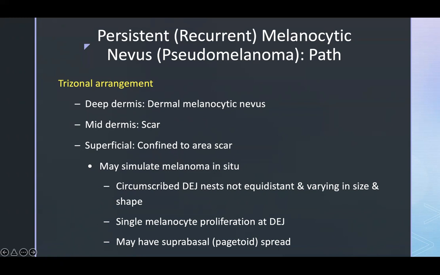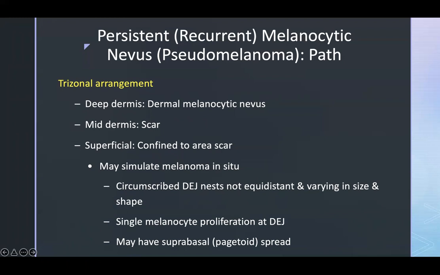There's a lack of rete ridges, so it looks flat, and that can be a worrisome pattern for melanoma in situ. And you have this single proliferation of cells. Some of them are nesting, some of them are pagetoid. You could have circumscribed nests at the dermal epidermal junction, and they're not very equidistant. They vary in size and shape. You can have single melanocyte proliferation that mirrors contiguous growth, and you can have even suprabasal pagetoid spread.